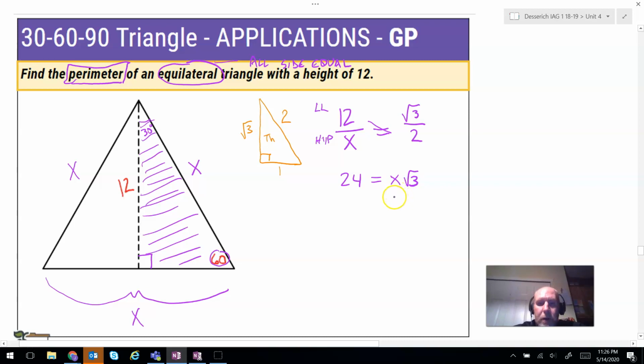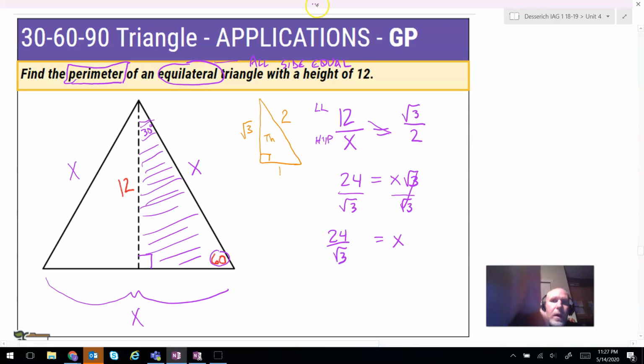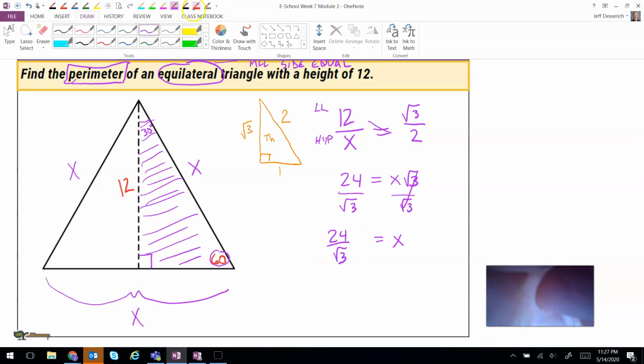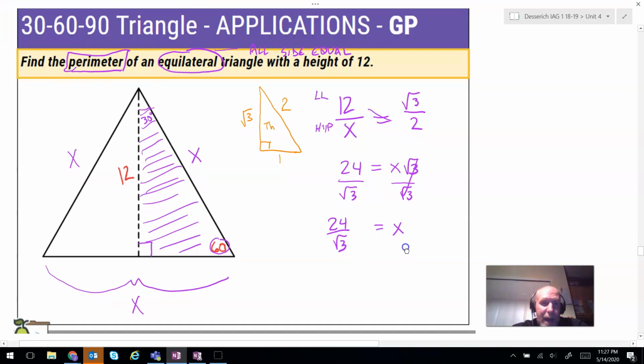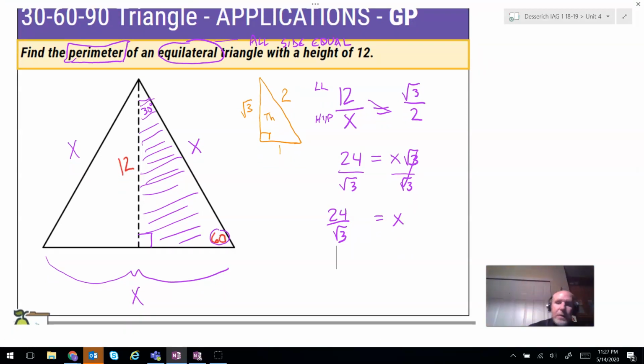Now to get x by itself, we are going to divide both sides by the square root of 3. It cancels it out over here, and it leaves us with 24 over the square root of 3 here. Now here's another good reason why we don't want square roots in the denominator, because we're going to have to add this x up 3 different times, and it would be pretty tough to do with a square root of 3 in the denominator. It'll be easy once we get rid of that.